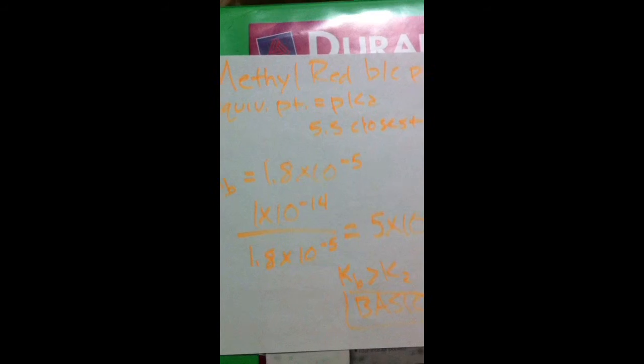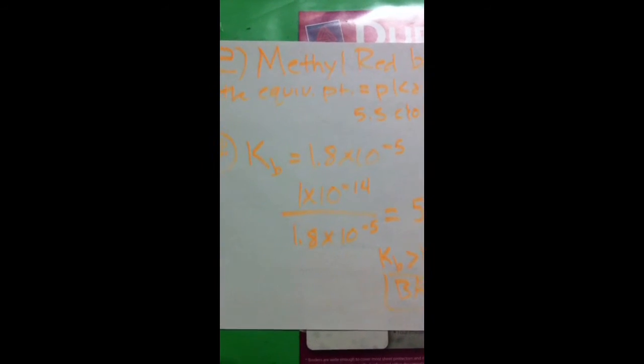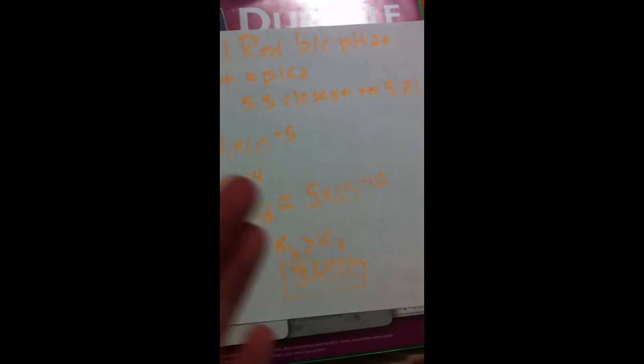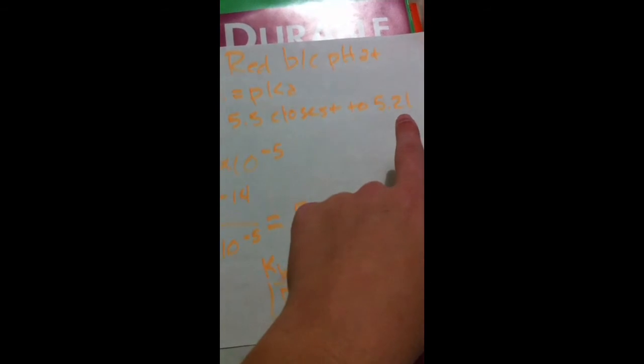For part E, from the table below, select the most appropriate indicator for the titration. Justify your choice. So when we look at this chart, we can see that we are given the pKa for methyl red, bromothymol blue, and phenolphthalein, and for each pKa, we have 5.5, 7.1, and 8.7. So I chose methyl red because the pH at the equivalence point is equal to the pKa, and 5.5 was the closest to our pH, which was 5.21 at equivalence point.